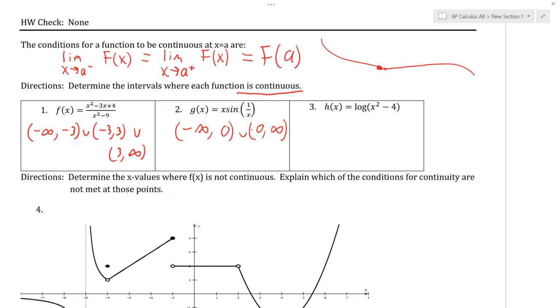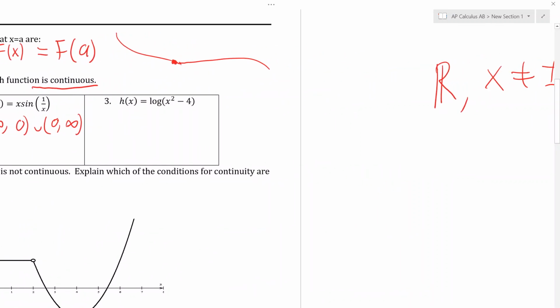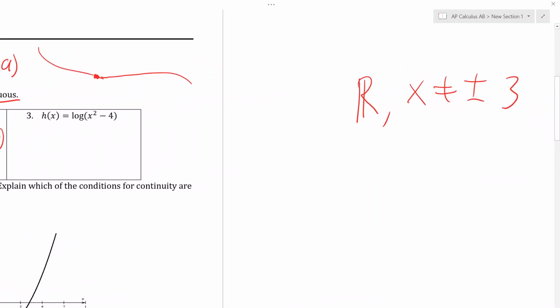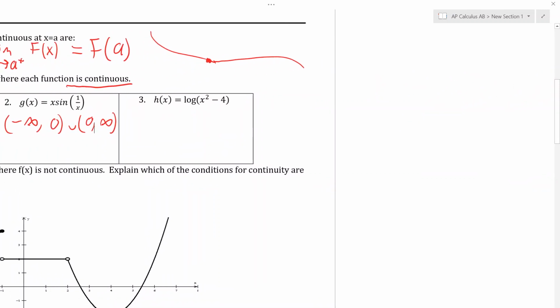Number 3. A little bit weirder. Okay, I know you guys don't do a lot with logs, but I'm telling you, if you see a logarithm in a function and you're asked where is it continuous or where is it not continuous, you just got to make sure the inside thing is not 0 or negative. Okay, that's it. Basically, it has to be positive.